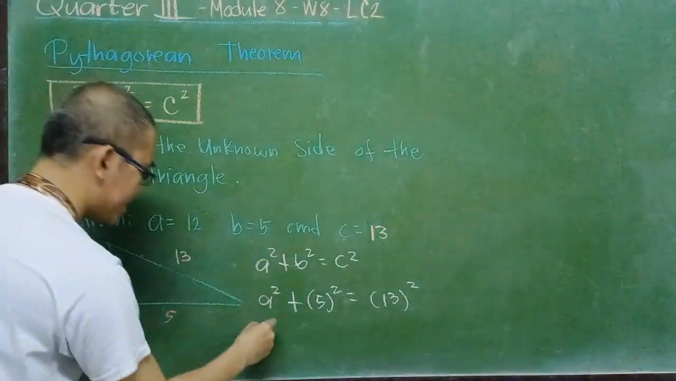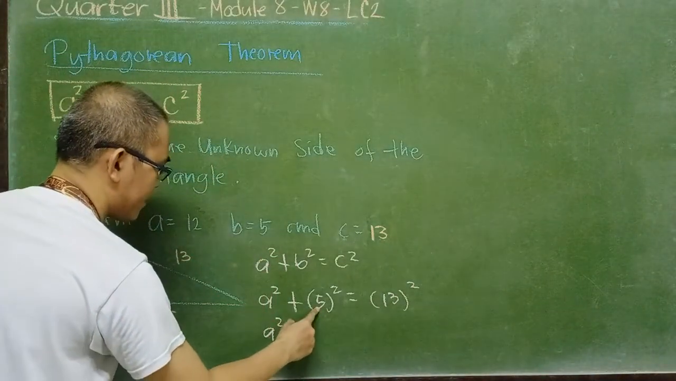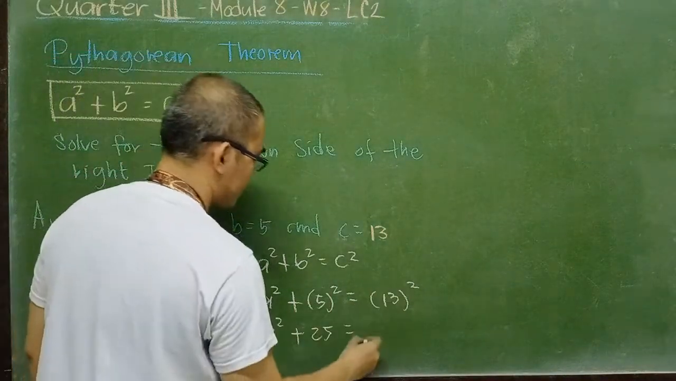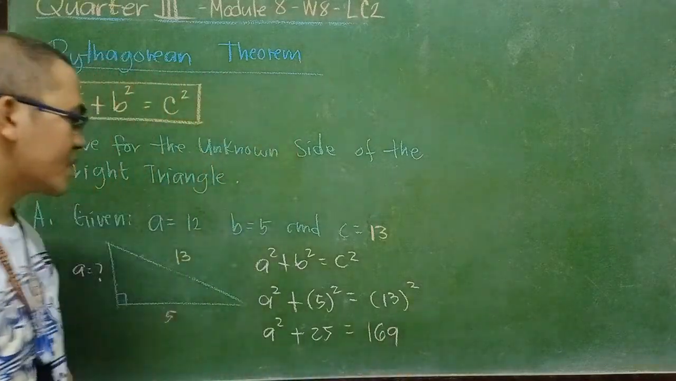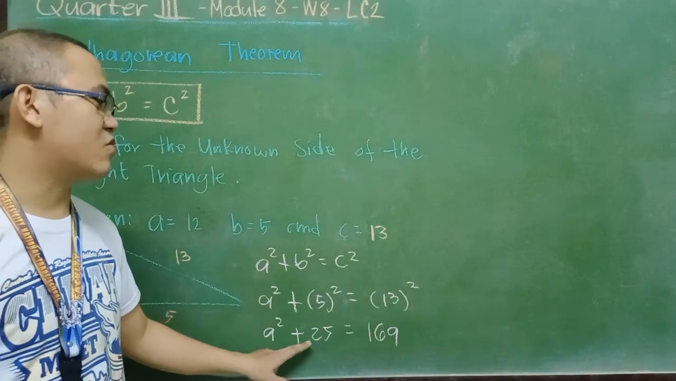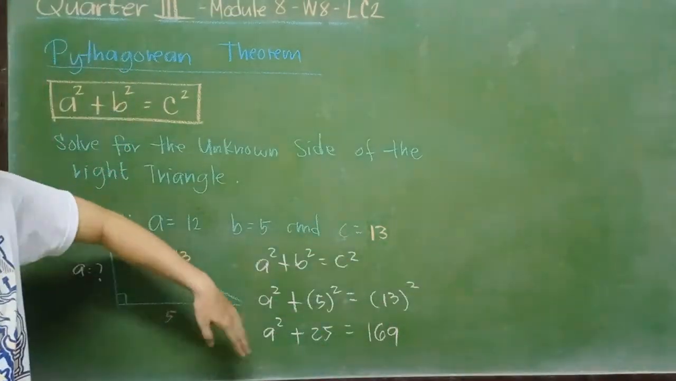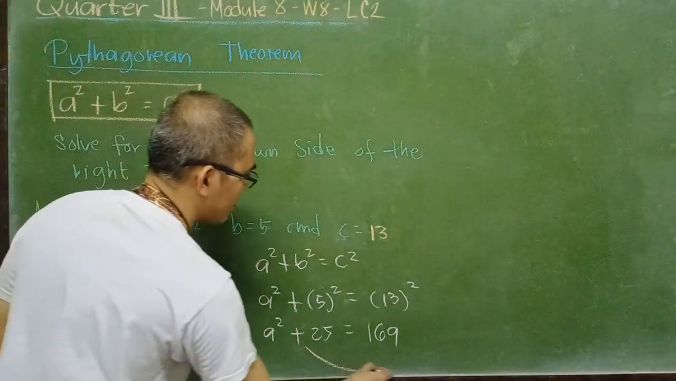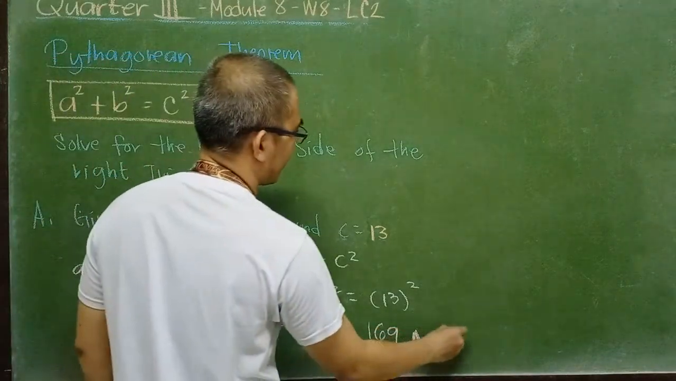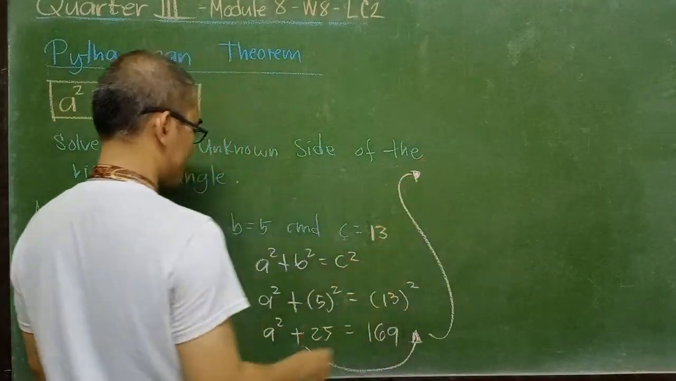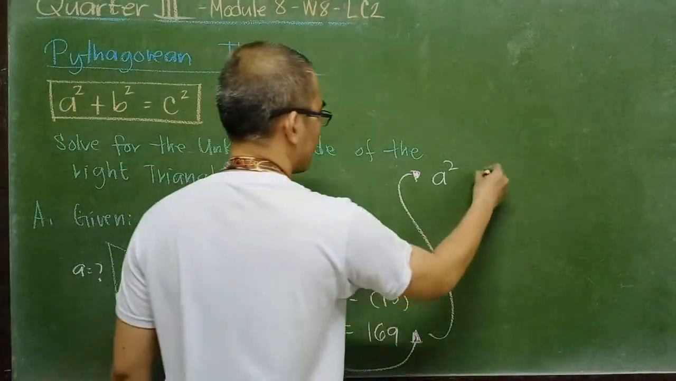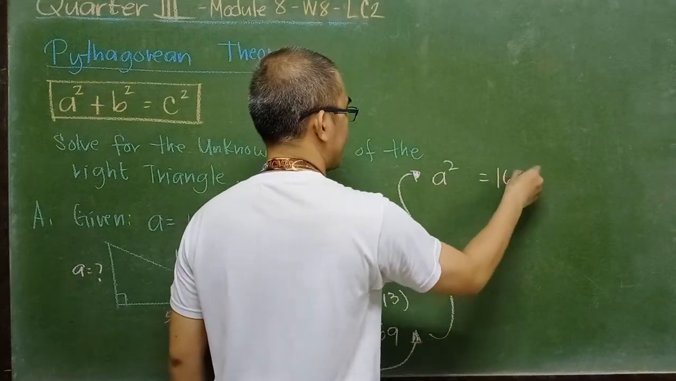So again, we simplify. 5 squared is 25. And then 13 squared is 169. So again, yung positive 25 na transpose natin dun sa kanan para a squared na lang yung nandito sa may kaliwa. So 25 na transpose natin dito sa kabila. So from positive 25 magiging negative 25. So now you have a squared, wala na siyang kasama dito sa may kaliwa, is equal to 169.